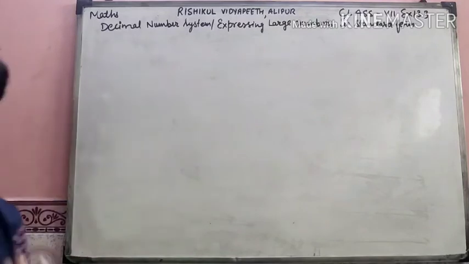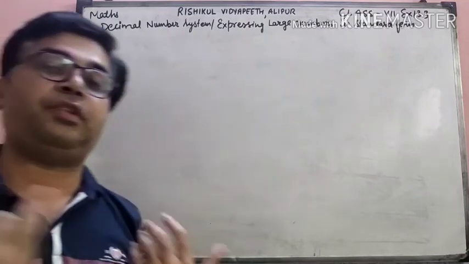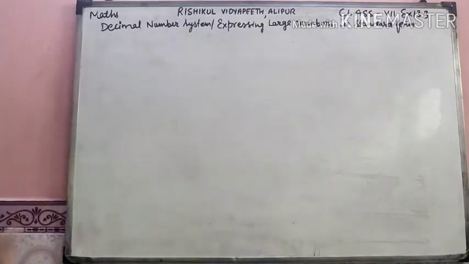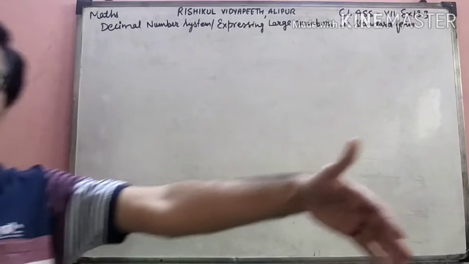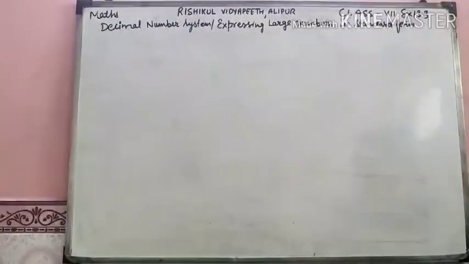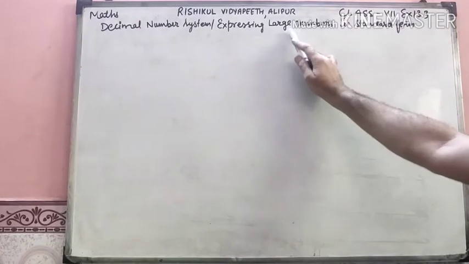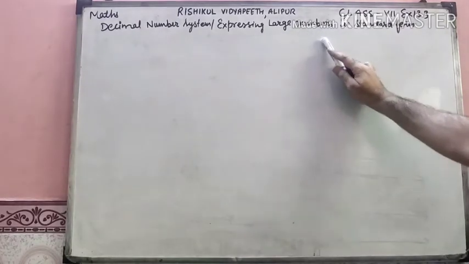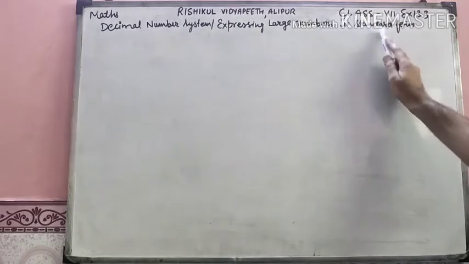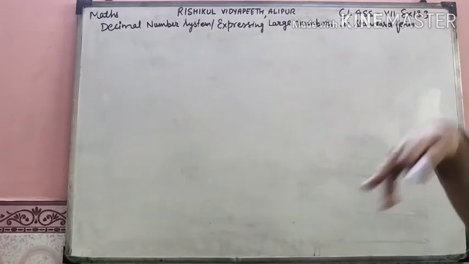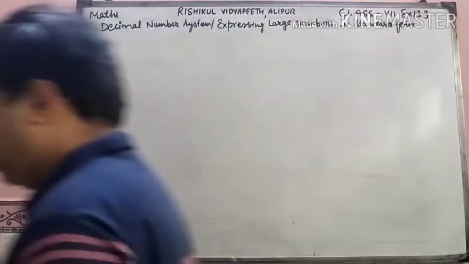Suppose you have to write the distance between the earth and the moon, the distance between the earth and the sun, or the distance between the earth and Saturn. There are lots of distances, and it is not easy to write them in proper number form. That's why it's not easy to write large numbers in their original form. That's why they are converted into standard form, and from standard form they can be converted into the decimal number system.